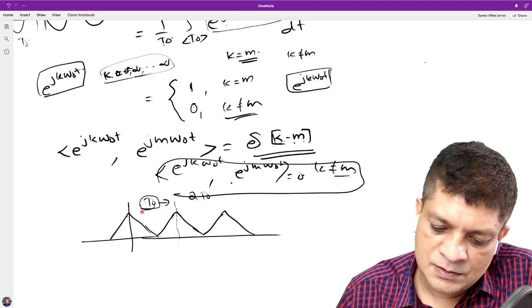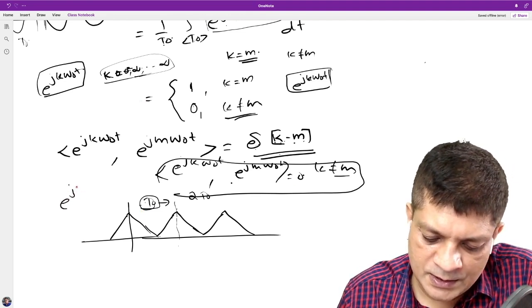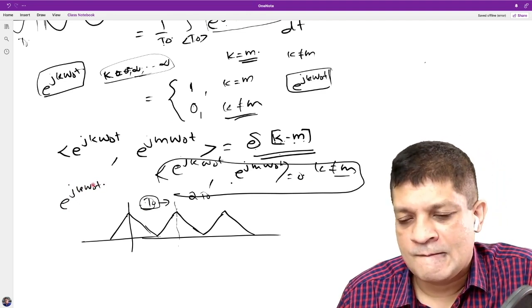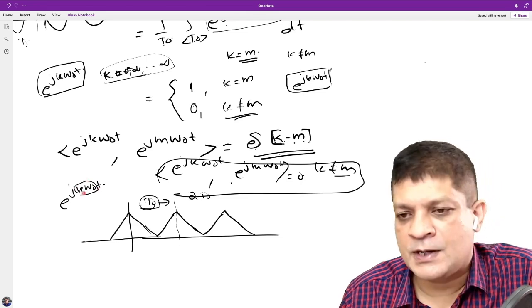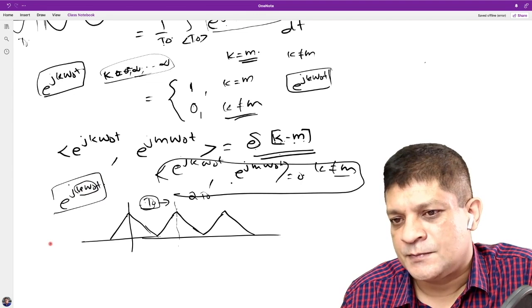So what is the fundamental frequency of e to the power j k omega naught t? It is k omega naught. k omega naught is the fundamental frequency of this complex exponential.